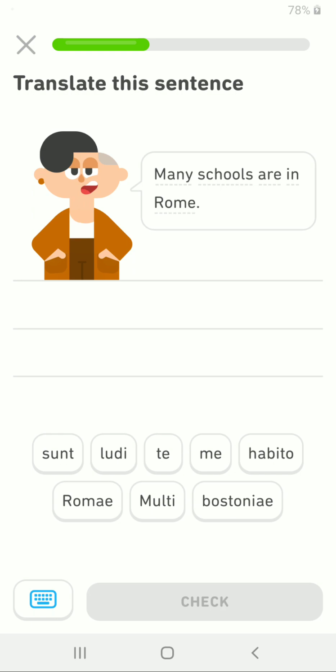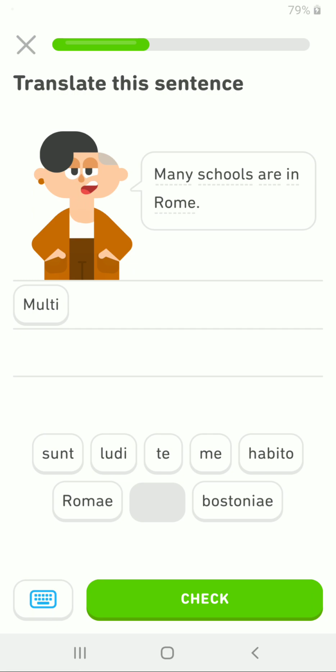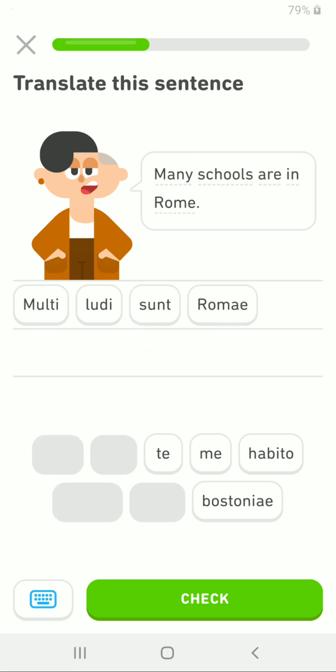Many schools are in Rome. So multi. How do you say school? Ludus, ludi. So multi ludi. Multi ludi Romae sunt.